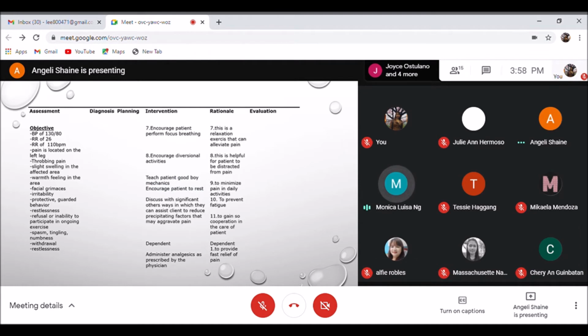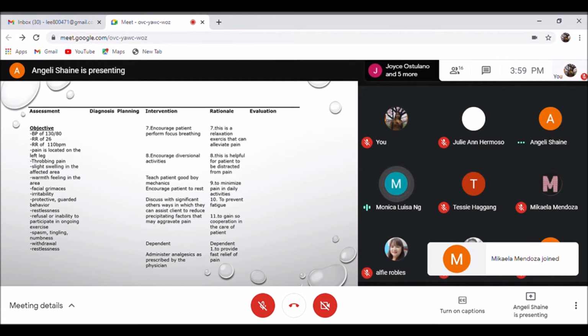Number 10, encourage patient to rest to prevent fatigue. Number 11, discuss with significant others ways in which they can assist client to reduce precipitating factors that may aggravate pain, to gain cooperation and care of patient. Dependent intervention. Administer analgesics as prescribed by the physician. Provide fast relief of pain.